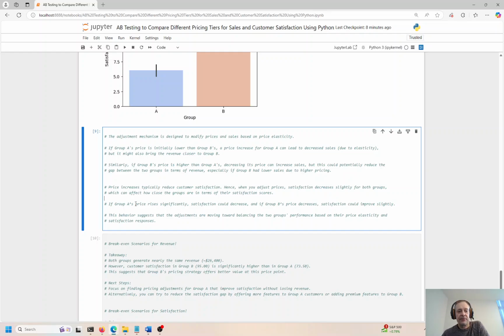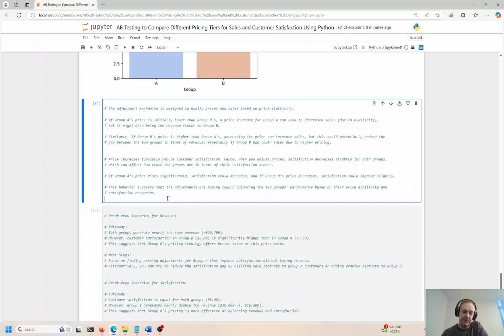So if Group A's prices rise significantly, satisfaction could decrease. Okay, that's intuitive. But if price B decreases, satisfaction could improve slightly. Okay, so there's always a trade-off. Charge more, it's going to be a backlash. People buy more if you lower the price a little bit, and you can actually sell a lot more of the product. That's what we're seeing here. So A/B testing is based on economics again, which web pages people click on, based on the color, based on the likelihood that people are to engage with your website more frequently, right?